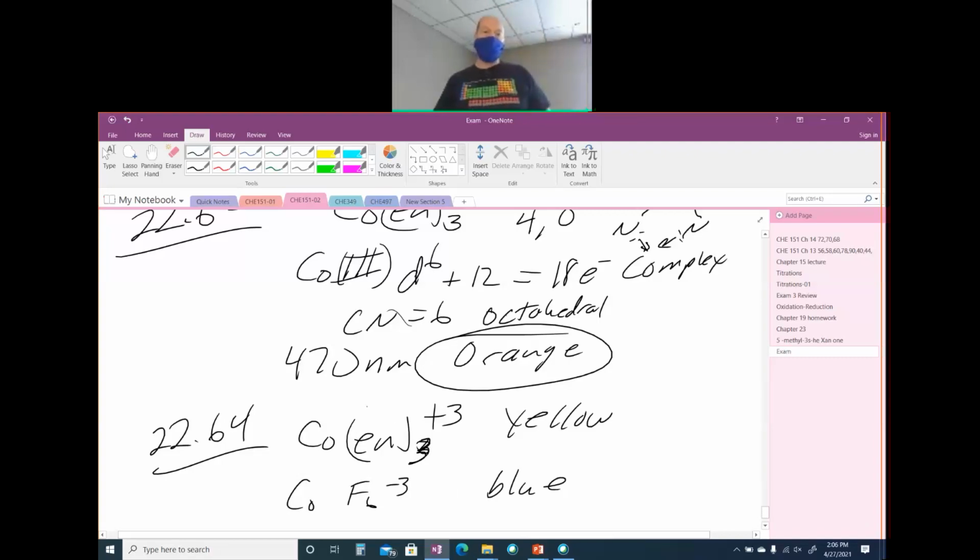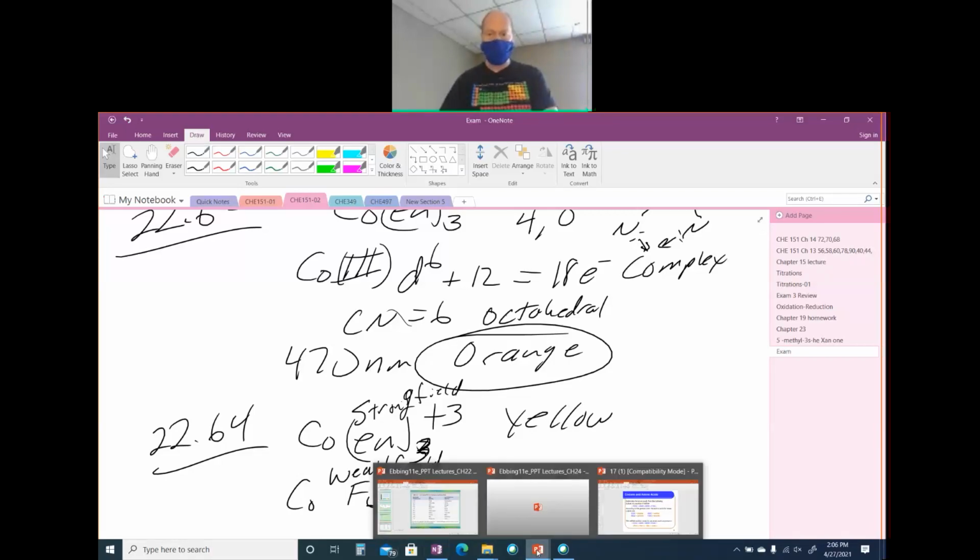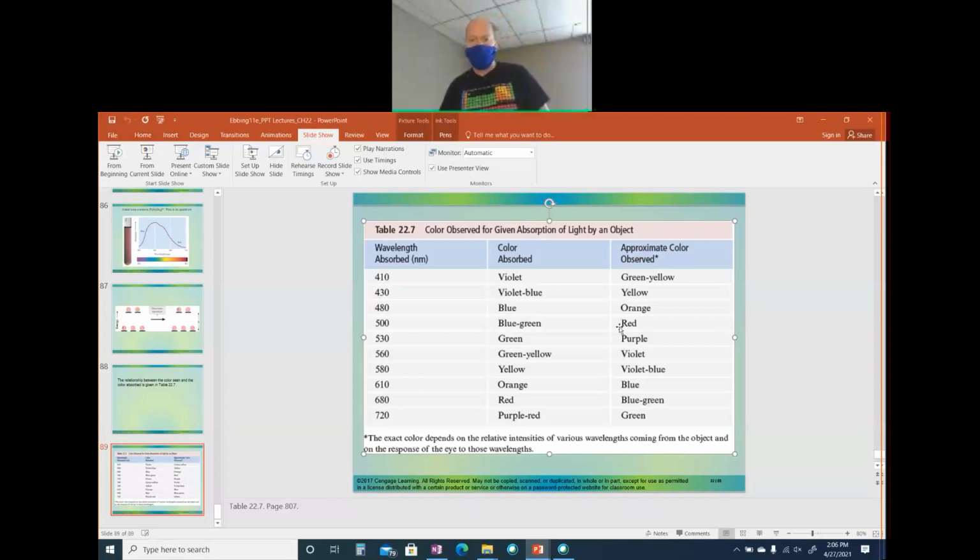All right, so this is a strong field ligand. And this is a weak field ligand. All right, and so when we go back to our chart and look at yellow, what we see is yellow. When we see yellow, we have a wavelength of 430. And so again, the smaller the wavelength, the higher the energy, and so that is a high energy.